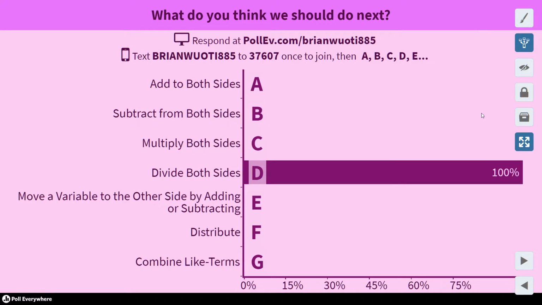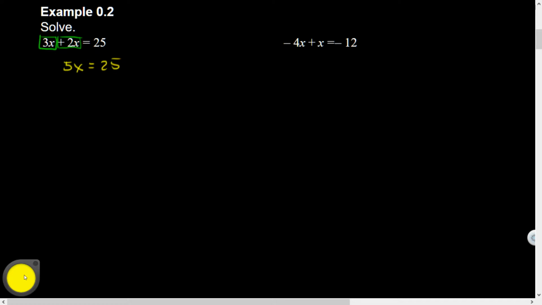Let's see, we've got to vote. Divide, divide, divide, right? Everybody's saying divide. I want to make it so that this shows numbers rather than percents, but that's okay. So we are going to divide both sides by 5. That is the division property of equality, right? And I'm going to get x equals 5. Done. I found the variable. I got it by itself. All right. How about this next one?